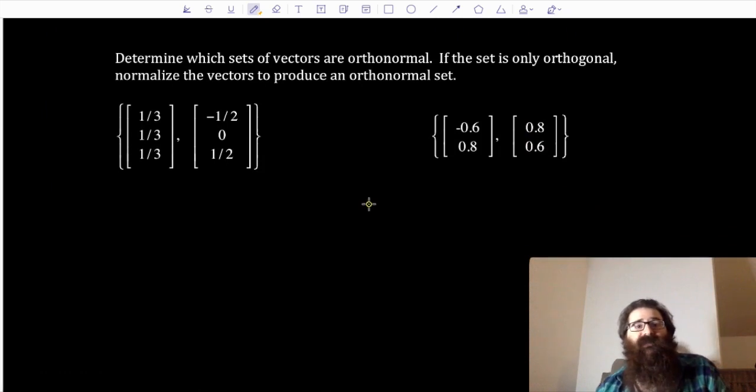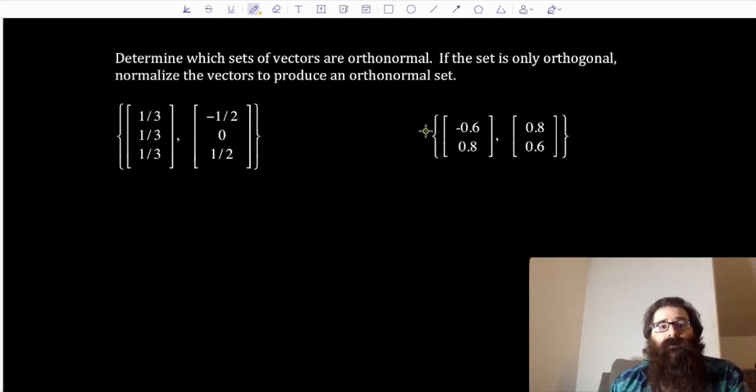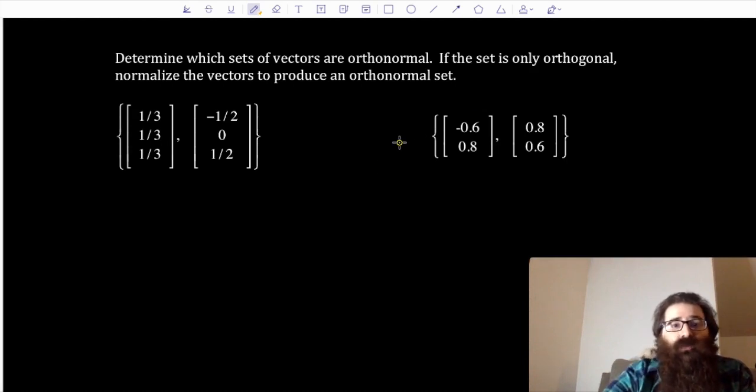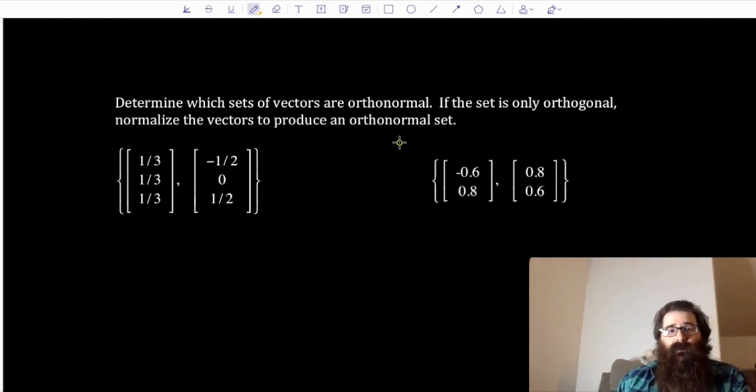Let's determine which sets of vectors are orthonormal. If the set is only orthogonal, normalize the vectors to produce an orthonormal set. And I have two sets here. So I'm going to break the problem up like this, right down the middle.